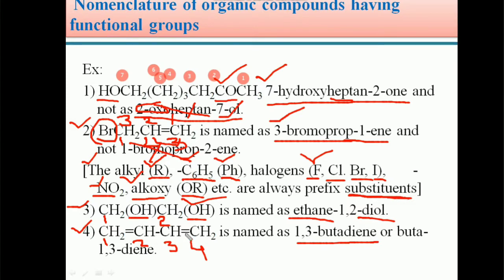Because 4 carbons are directly connected, you can assign it as buta. The first carbon and third carbon have a double bond. So, buta-1,3-diene, or 1,3-butadiene. Here two double bonds are present, that's why it is a diene. In this example, 2 OH.